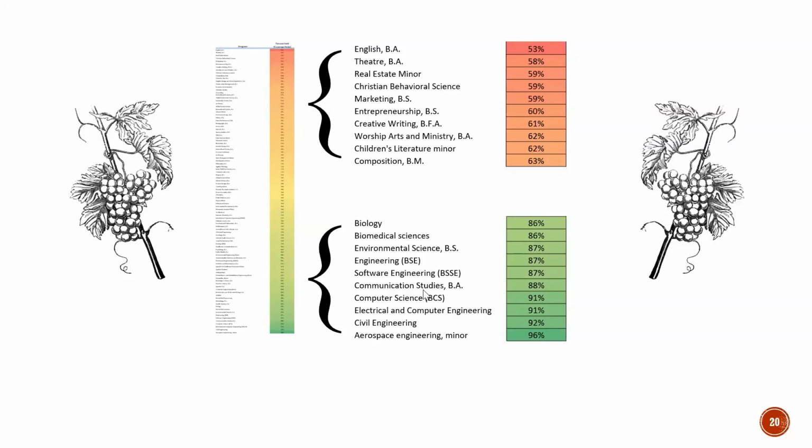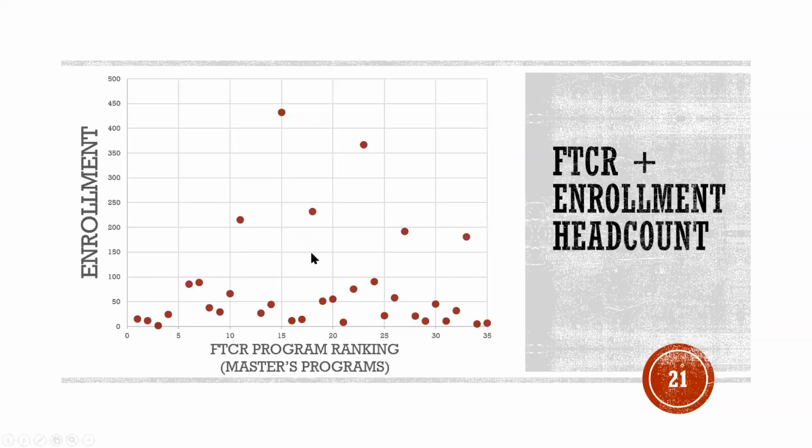So the next step in our full text coverage ratio journey was to add a further dimension to this analysis by factoring in enrollment headcount into how we were looking at the data. So here's that chart for our master's programs. Each dot that you see here represents a master's program, and each program is plotted on the graph according to its enrollment along the y-axis and its full text coverage ratio ranking along the x-axis.